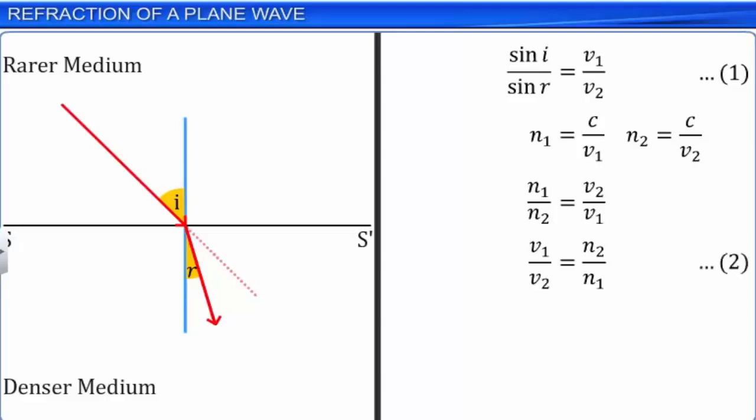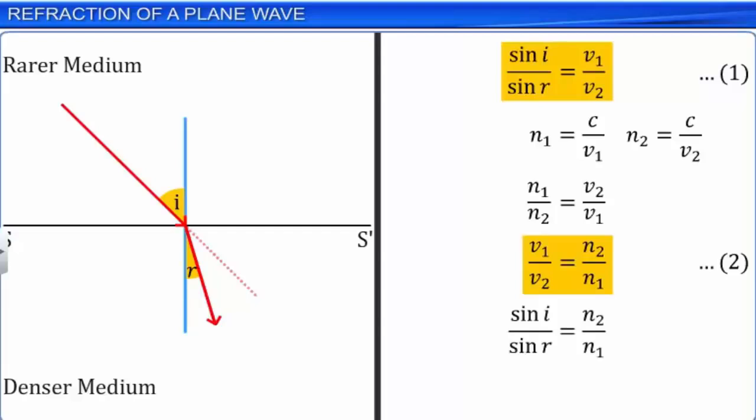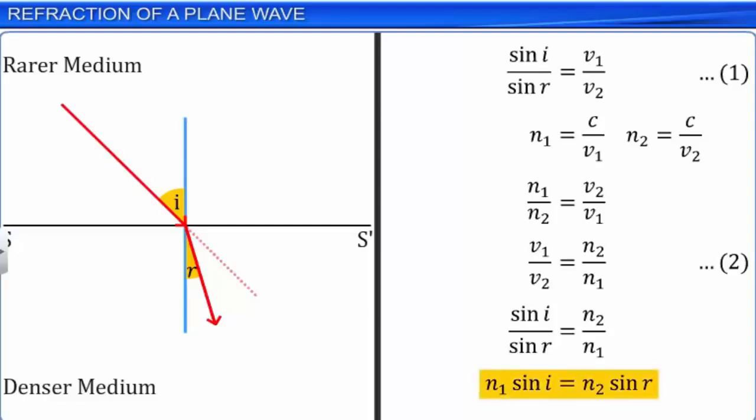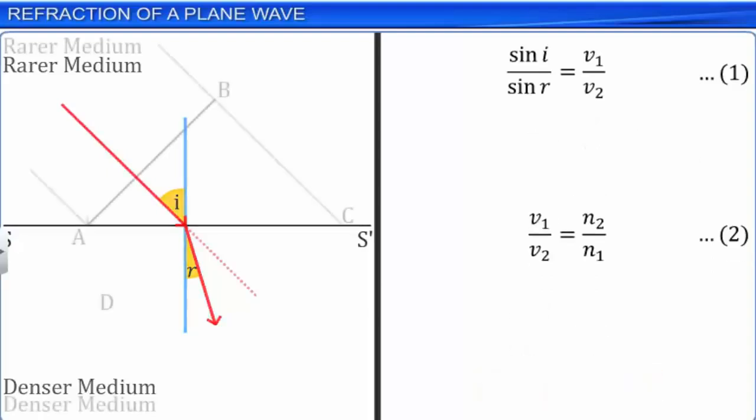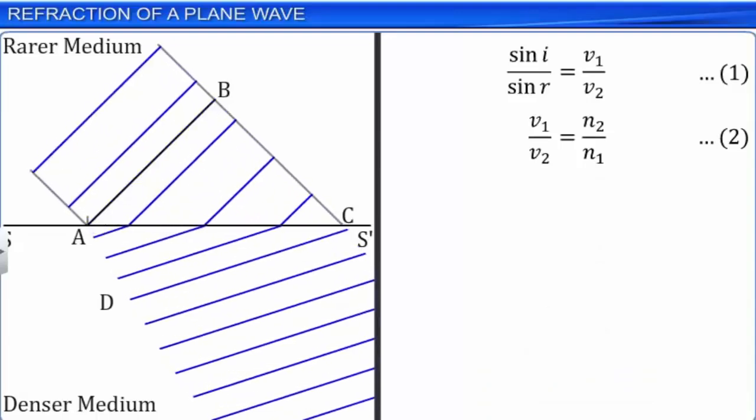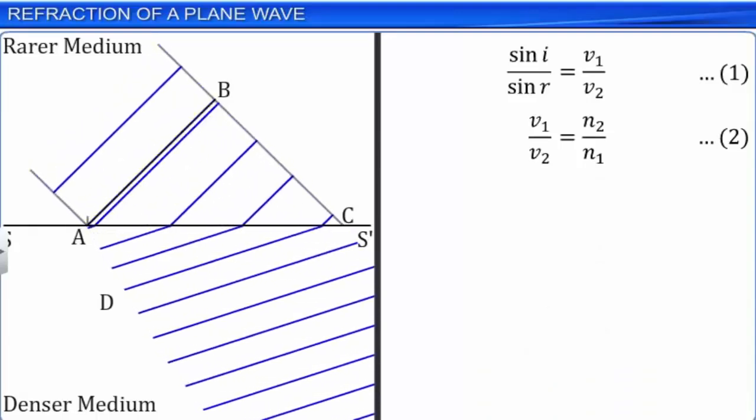From equations 1 and 2, we can write sin I by sin R is equal to N2 by N1. This can also be written as N1 sin I is equal to N2 sin R. This is Snell's law of refraction. Let us now consider the refraction of successive wavefronts at the interface SS'.